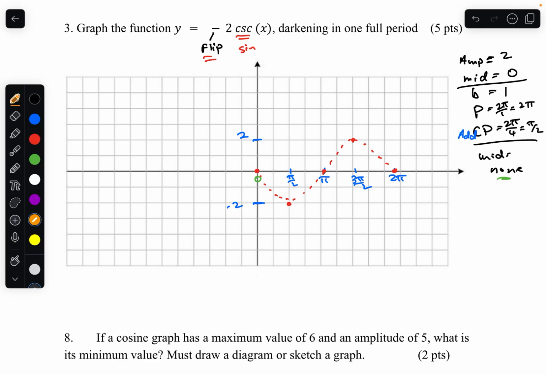Wherever that line hits the midline, you are going to draw vertical asymptotes. And then go back and look at your graph. Wherever you hit a minimum, touch the minimum, and go down. Wherever there's a maximum, touch the maximum, and do U-shaped graphs. Those purple U's are the actual cosecant graph in this case.